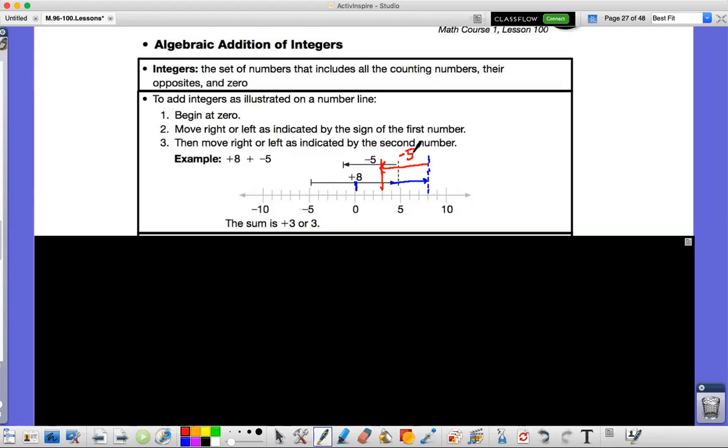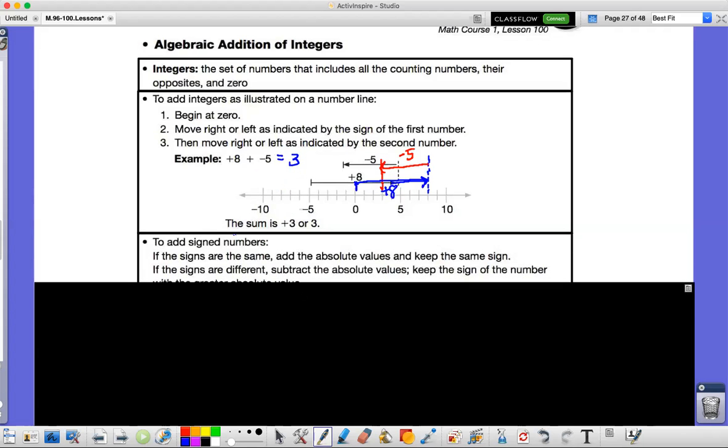This would be minus 5. So if you're at a positive 8, it goes from this 0 to positive 8, and then negative 5 goes back this way. Just ignore what the textbook had there. This is correct here, however. The sum of those two things, positive 8 plus negative 5, would be 3, or in other words, a positive 3.